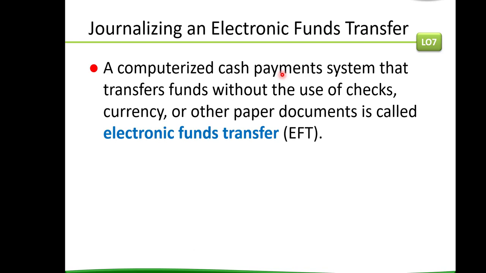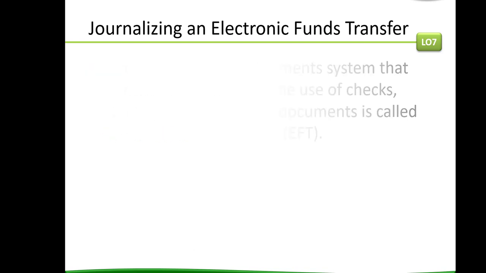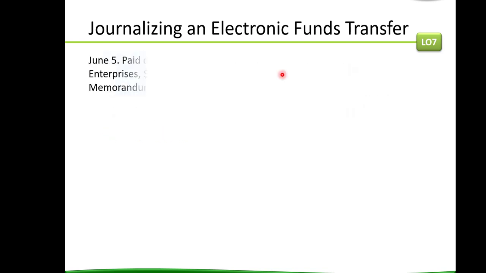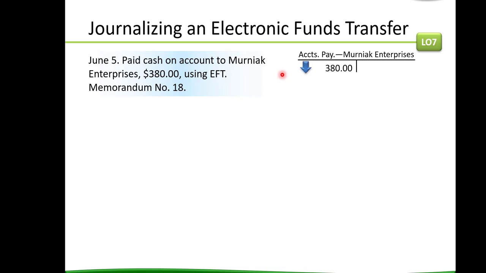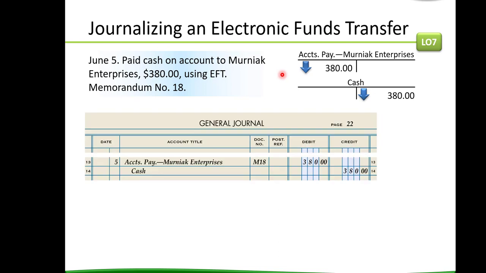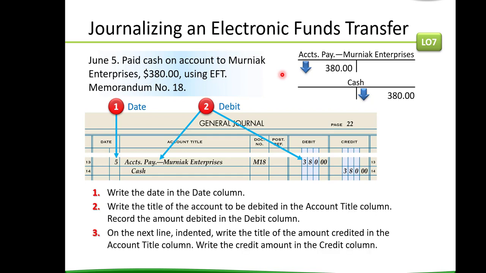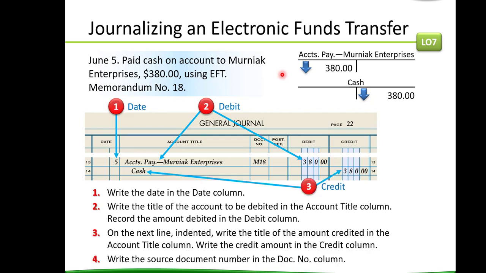So if we're going to do electronic funds transfer, that's transferring without use of checks and currency from one place to another. On June 5th, we paid cash on an account to Euroneck Enterprises for $380 using an EFT. Our accounts payable to them is going to go down, and our cash is going to go down. Like I said, this is behaving exactly like it would if it was a check. Nothing changed, except the source for this information is going to come from a memo versus a check.